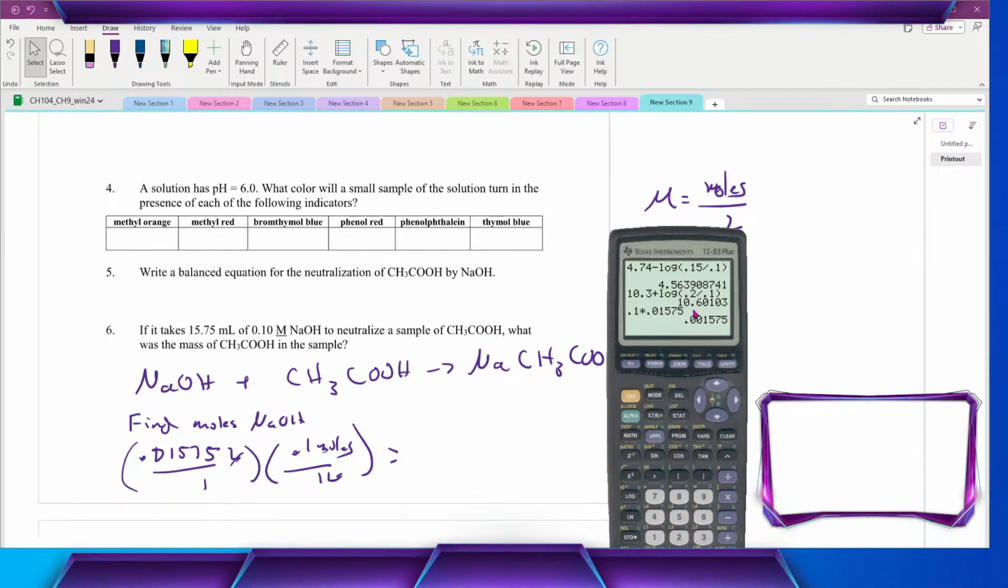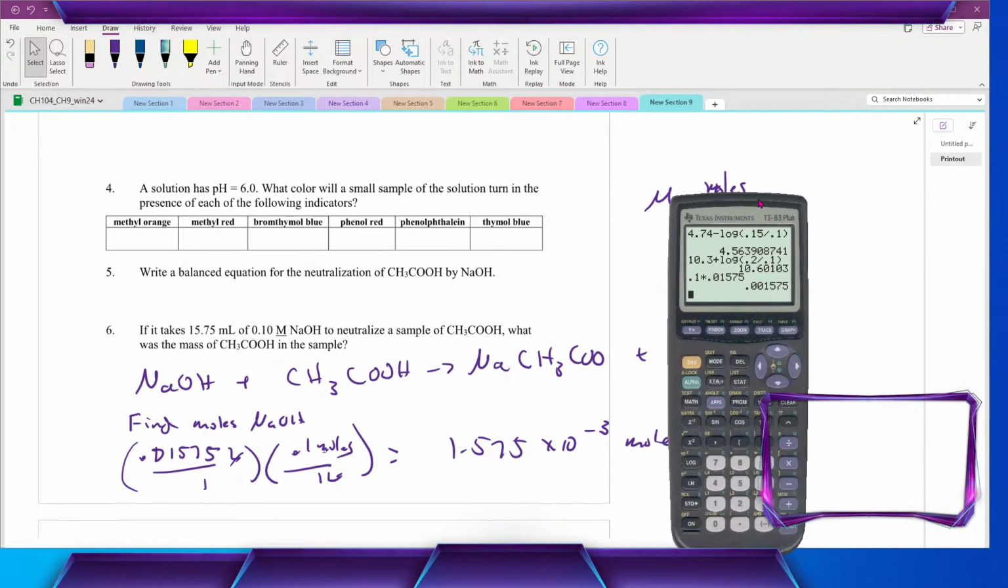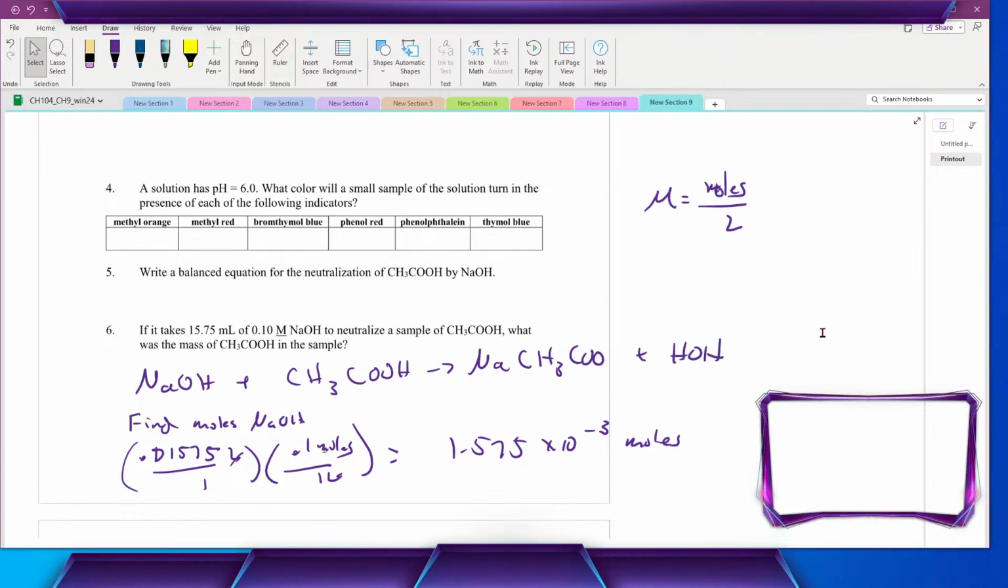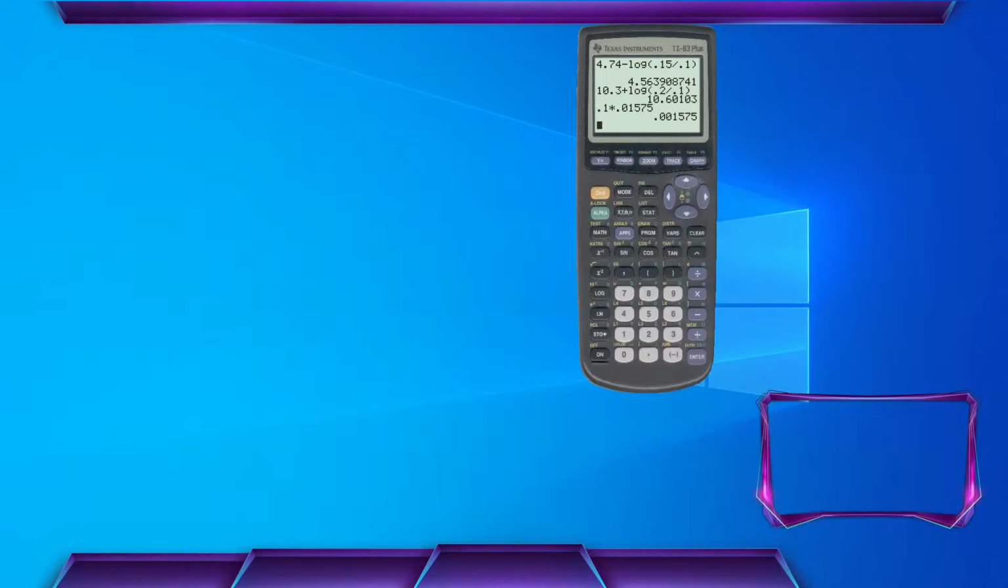So now we should have this many moles of sodium hydroxide. So 1.575 times 10 to the negative third moles. So does that make sense so far? And then once we're here, we can go back to your equation, and you said they're in a 1-to-1 ratio from your balanced equation. And so we could set up our conversion factor formally, but because it's just 1-to-1, 10 to the negative third, I just converted from the calculator.